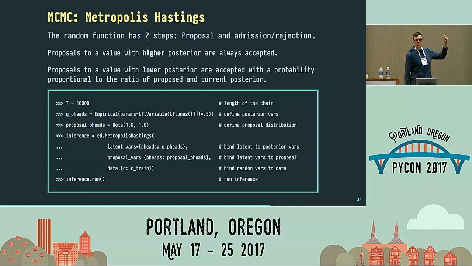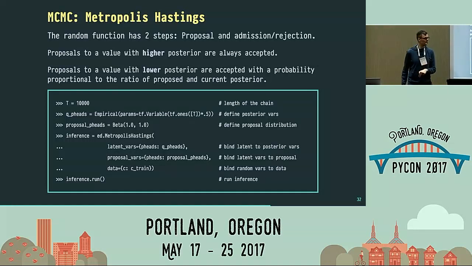So this random function that you're going to choose in Markov chain Monte Carlo has 2 steps. The first one is you make a proposal of where you want to go. And the second step is you either accept this proposal or you reject it. The proposal proposes values of, in this case, the fairness of the coin, where the posterior is higher than it is currently, so where you're currently standing. So you want to go up here, and the posterior there is higher than it is here, so then you accept this sample.